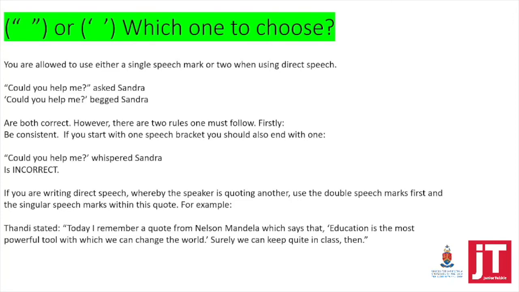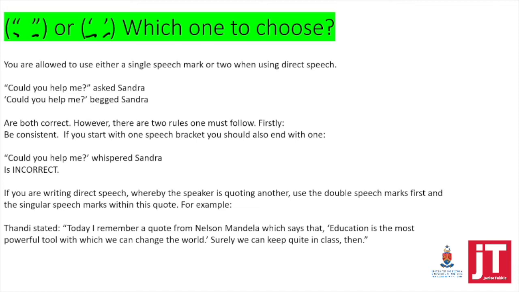Here we are going to start tackling quite a common question that people ask, and that is, we can use either the double speech marks, as can be seen here, so two inverted commas, and then you close off the speech with another two inverted commas, or do I use this one inverted comma? When do I use which? So the rule is you are allowed to use either a single speech mark or two when using direct speech. Okay, it's no problem, but you need to be consistent.